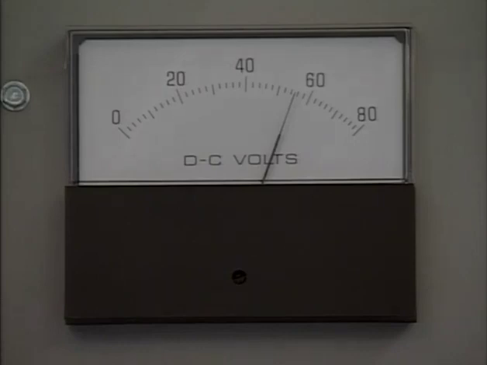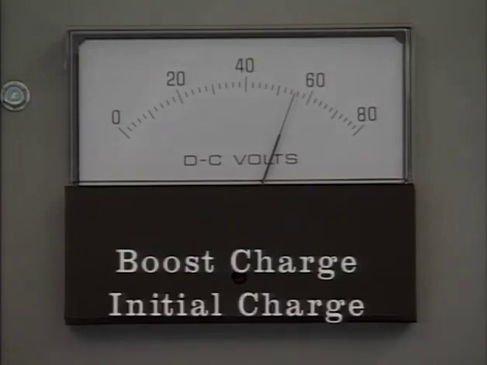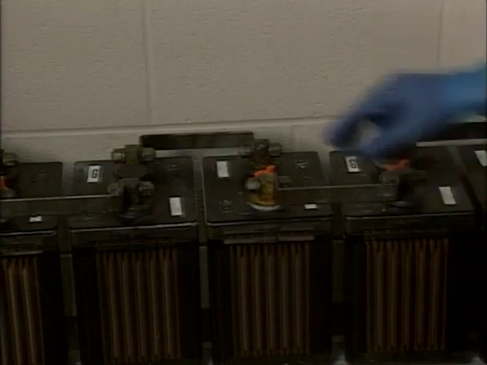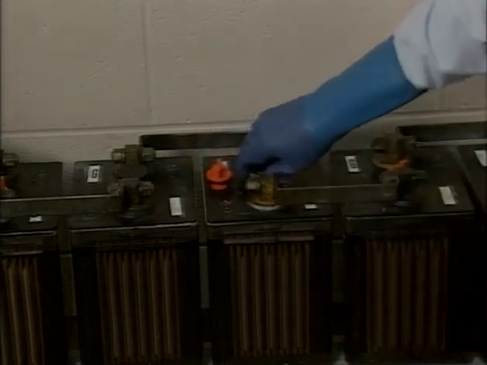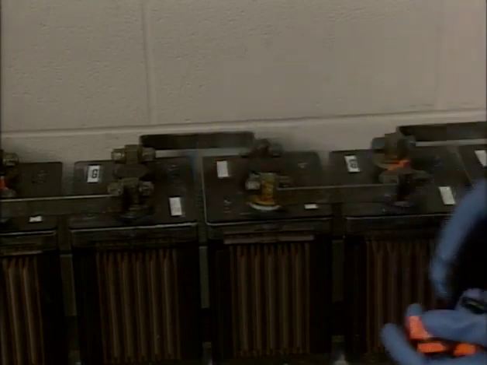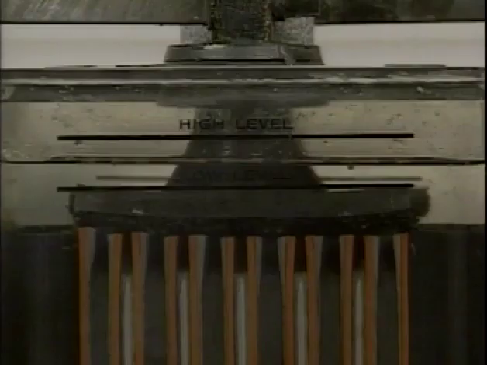A freshening charge is also sometimes referred to as a boost charge or an initial charge. Before a freshening charge is applied, the cells must be properly installed. In addition, the shipping vent plugs are typically replaced with flame arresters. Also, the electrolyte levels are checked to make sure that they're above the top of the plates.